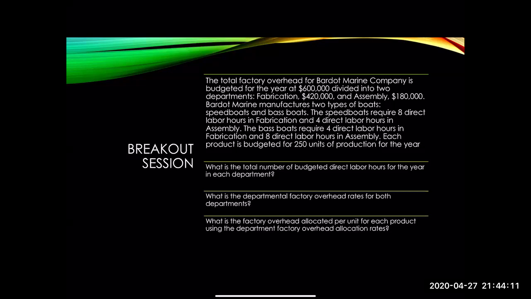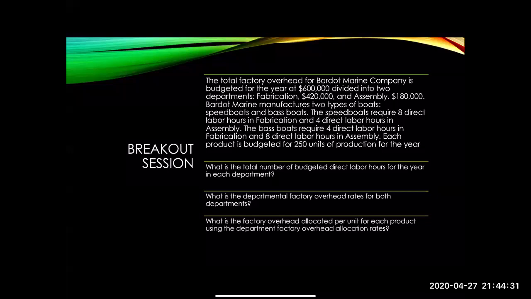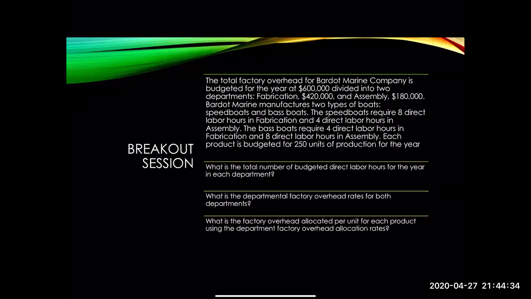So it says the total factory overhead for Bertha Marine Company is budgeted for the year at $600,000 and divided into two departments: the fabrication department at $420,000 and assembly department at $180,000. Bertha Marine manufactures two types of boat: the speedboat and the bass boat, and it's telling us the requirements. So it's 8 direct labor hours in the fabrication and 4 direct labor hours in the assembly department. And then it tells us that the bass boat requires 4 hours in the fabrication and 8 hours in the assembly. So it's saying that each product is budgeted for 250 units of production for the year.